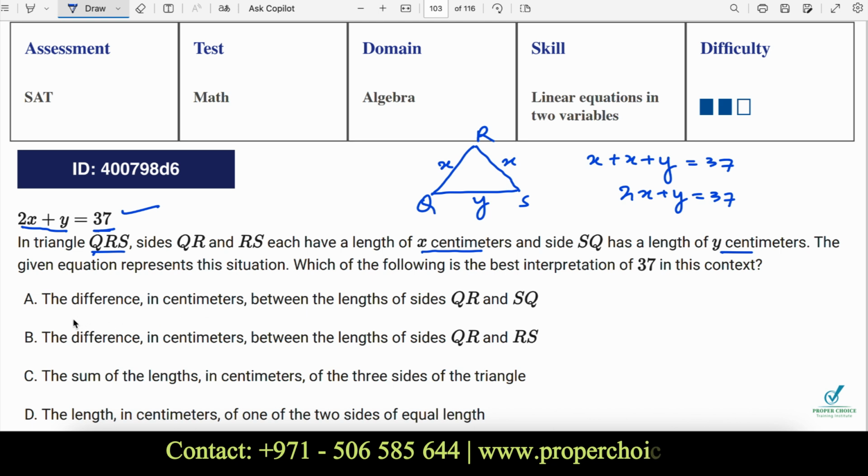Option A says the difference in centimeters. No, there is nothing such. Option B, the difference in centimeters between the lengths. No, again they are talking about the difference. Option C says the sum of lengths in centimeters of the three sides of a triangle. Yes, that makes sense. The sum of the lengths in centimeters of the three sides of a triangle is the same as the perimeter of a triangle. So C is the right answer here.